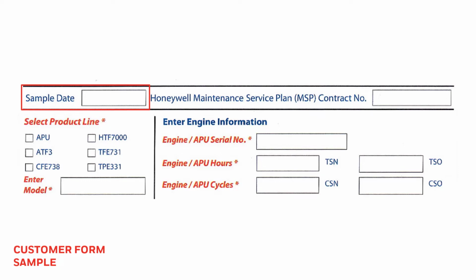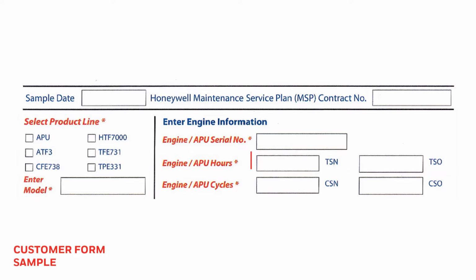We have observed that customers do promptly select the product line. However, they many times miss entering the model, especially for product lines such as APU, TPE and TFEs, wherein different models have different acceptable limits of oil and filter results. And some need to be analyzed with respect to FAA guidelines.